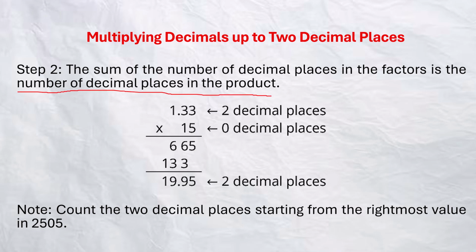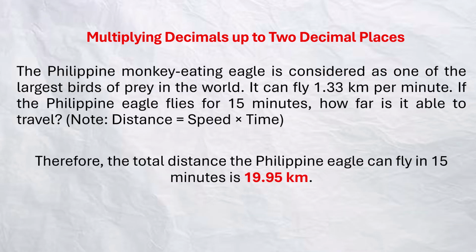Step 2. The sum of the number of decimal places in the factors is the number of decimal places in our product. In the first factor, we have 2 decimal places. So these are our decimal places. While in the second factor, we have none. So there is no decimal place. So to put our decimal point in our final product, we have to count 2 decimal places starting from the rightmost value, which is 1, 2. So therefore, we have 19.95. So therefore, the total distance the Philippine eagle can fly in 15 minutes is 19.95 kilometers.